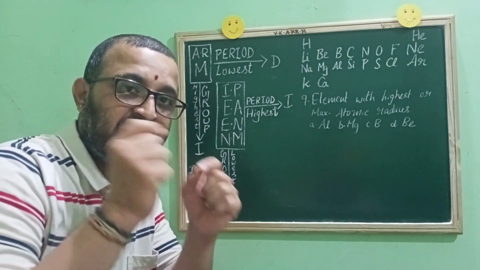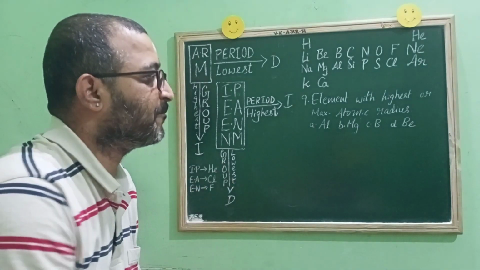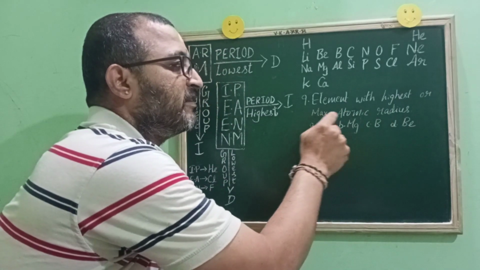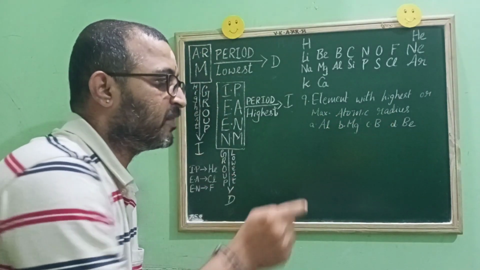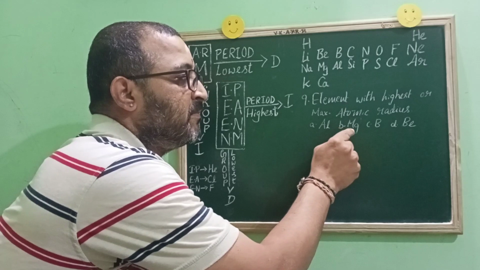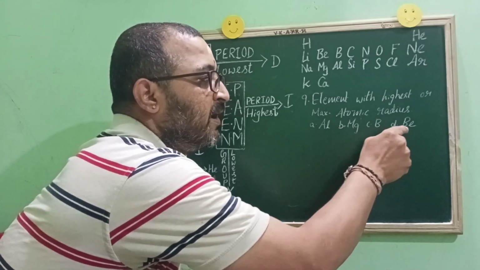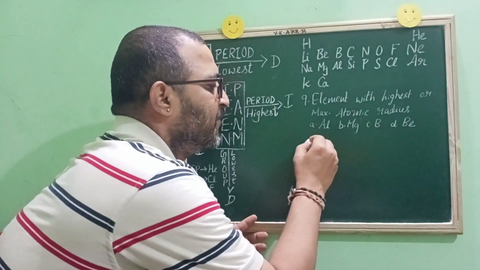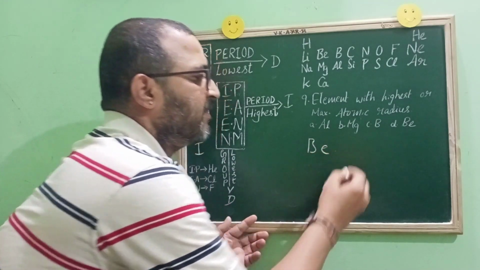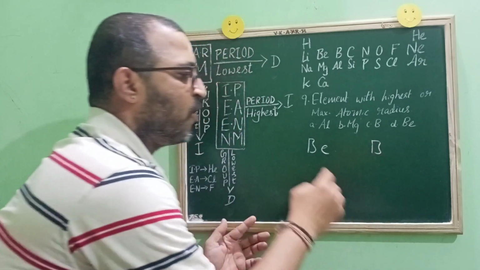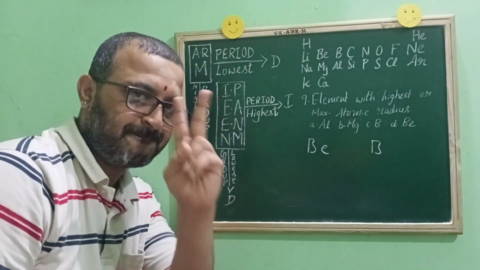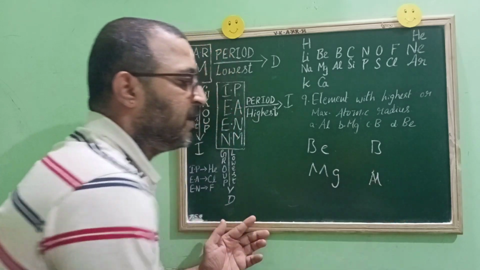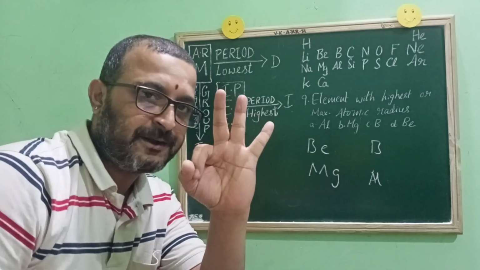Okay children, let us proceed with the next question. Element with highest or maximum atomic radius. The options are aluminium, magnesium, boron and beryllium. As usual, we'll arrange these elements very fast. So when we arrange these elements, it is something like this. Beryllium and boron, these two belong to period 2, and magnesium and aluminium, these two belong to period 3.